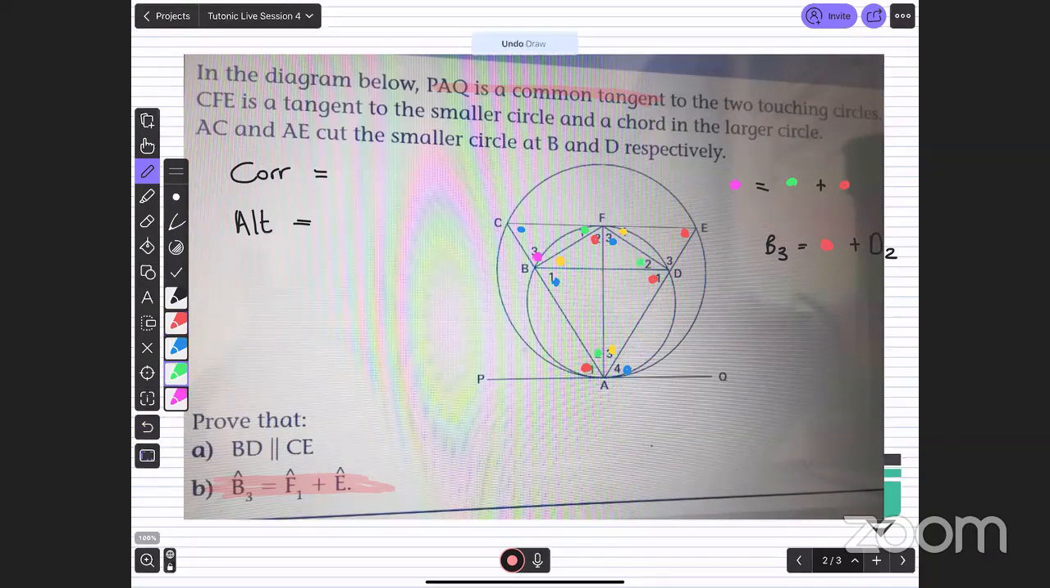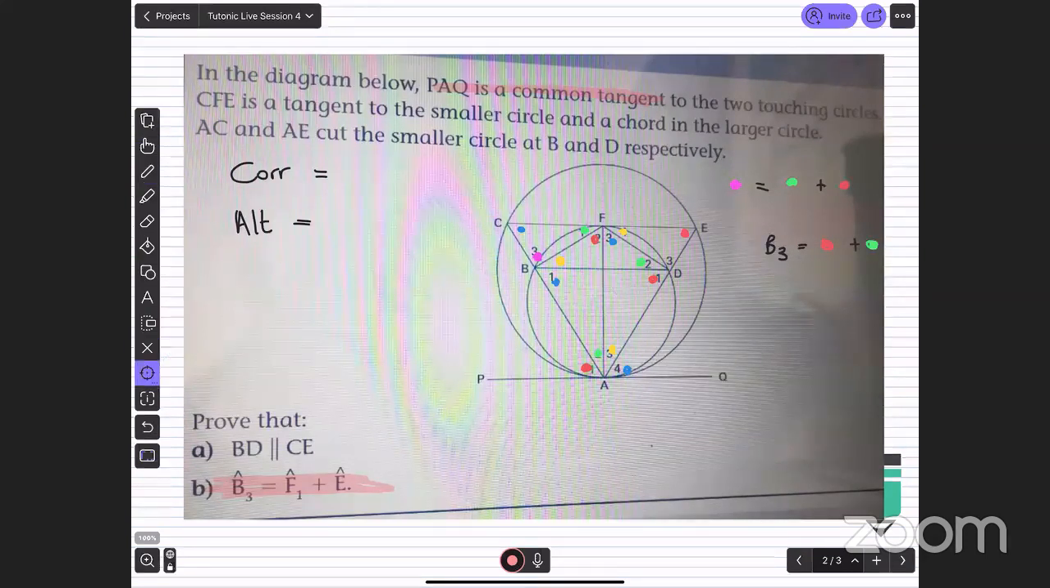Do you guys see that? FB is subtending A2, but it also subtends D2. Do you guys see that? Yep. Therefore, D2 is green, and therefore B3 equals D2 plus a green, and therefore we've shown that, since F1 equals the green and E equals the red, therefore the statement is true. Therefore B3 is, yeah.